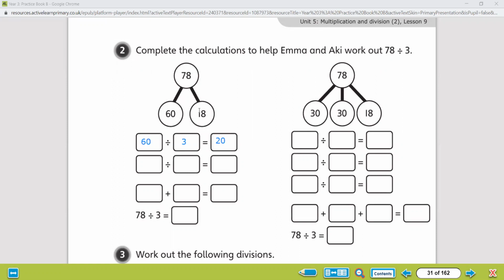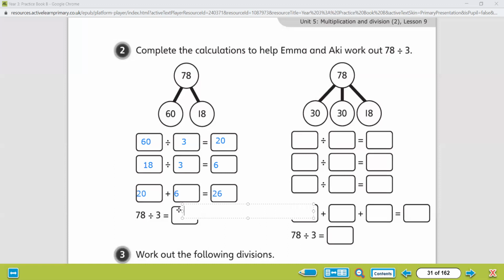And now look at my ones numbers, and I've got to put 18 here. 18 divided by 3. I'm going to count in threes to 18. 3, 6, 9, 12, 15, 18. That took 6 lots of 3 to get to 18. And now add up my answers. 20 add 6 equals 26.